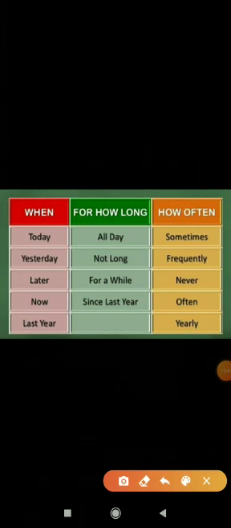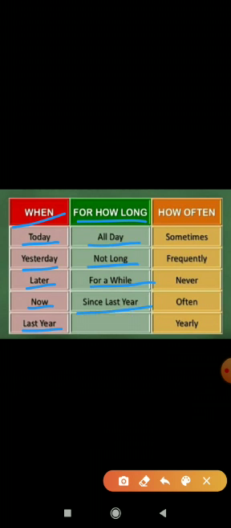Adverbs of time tell us when something happened. For example, today, yesterday, later, now, or last year. They tell us for how long. It could be whole day, not long, for a while, or since last year. Adverbs of time also tell us how often. For example, sometimes, frequently, never, often, or yearly. These are adverbs of time. They tell us when an action happens.